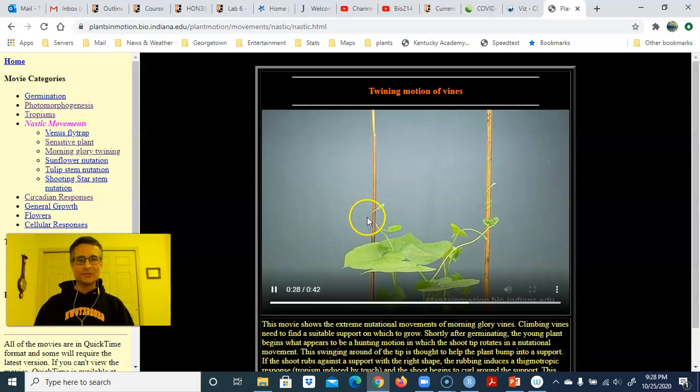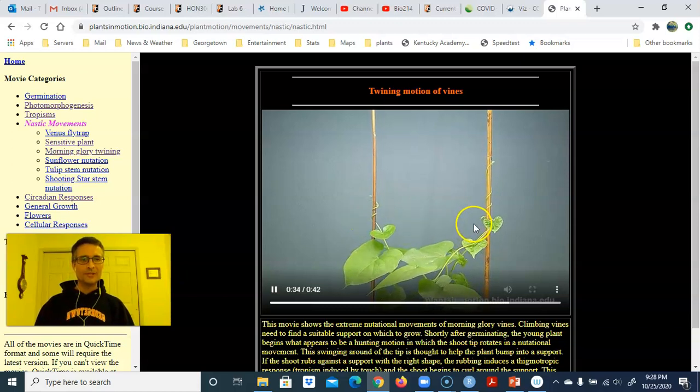So here's another one. It just found its pole. So notice that it's wrapping around its particular pole. This one found the pole over here. And now they've found a structure to hang on to, and all's well in their world.